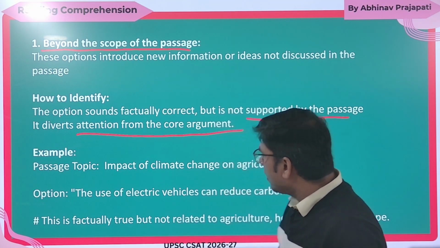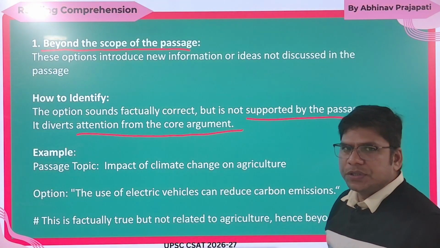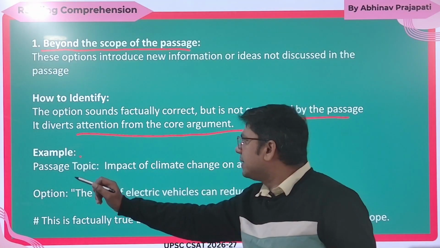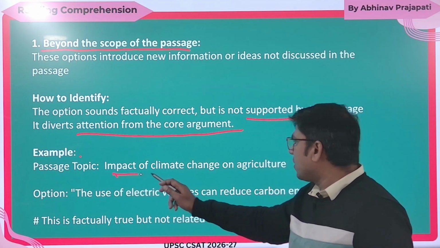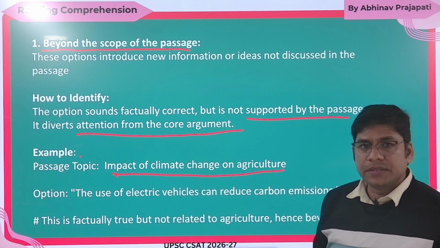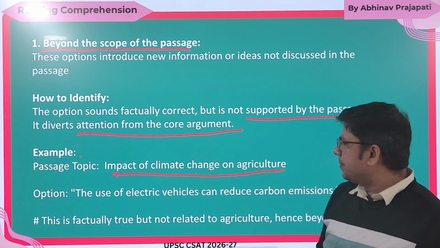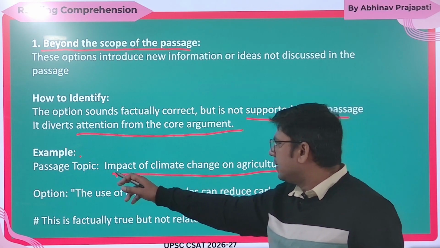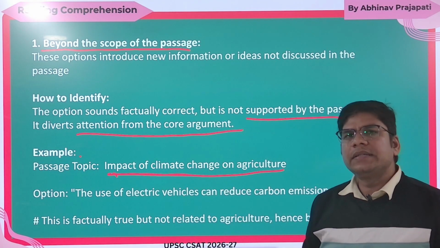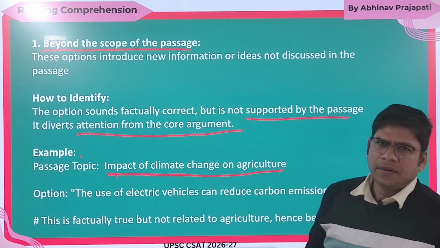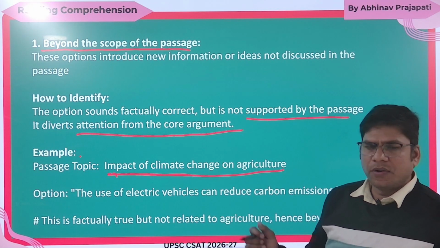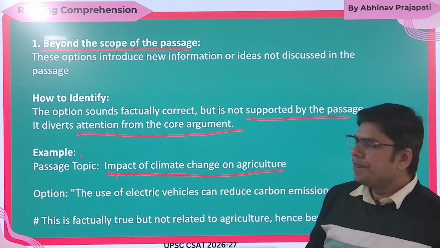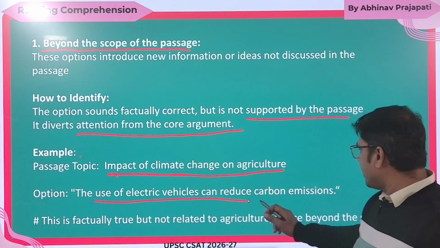Okay, so we have to stick to the ideas, arguments or information given in the passage. Here is an example. Suppose the topic is the impact of climate change on agriculture. Most of the information and argument in this passage, the author might have discussed, is the different types of impact on agriculture. But what is the option? The use of electric vehicles can reduce carbon emission.